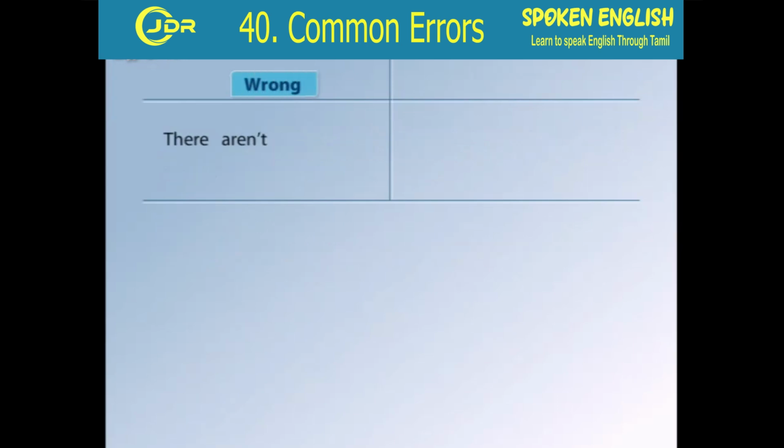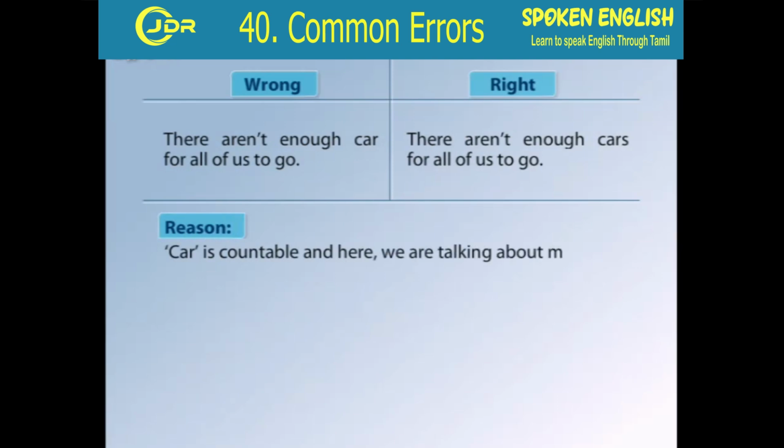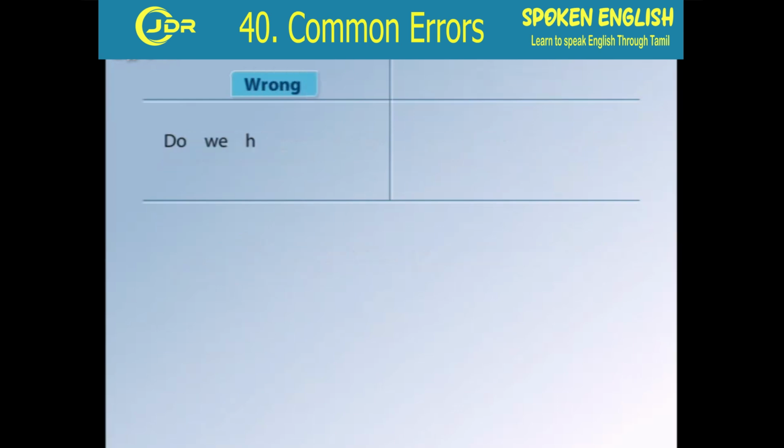Wrong. There aren't enough car for all of us to go. Right. There aren't enough cars for all of us to go. Reason, car is countable, and here we are talking about many cars, aren't we? Hence it must be cars. Wrong. Do we have samosas enough for the party? Right. Do we have enough samosas for the party?